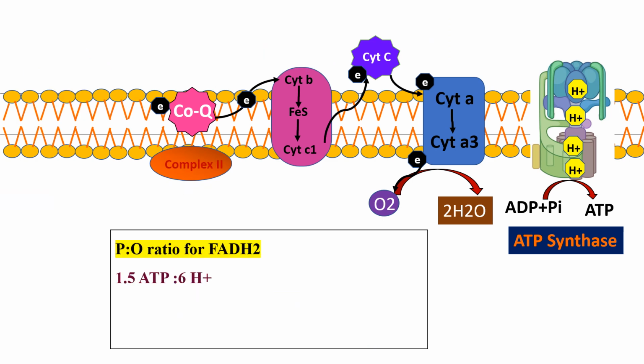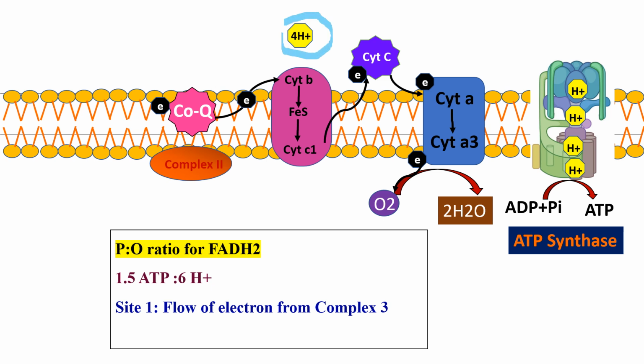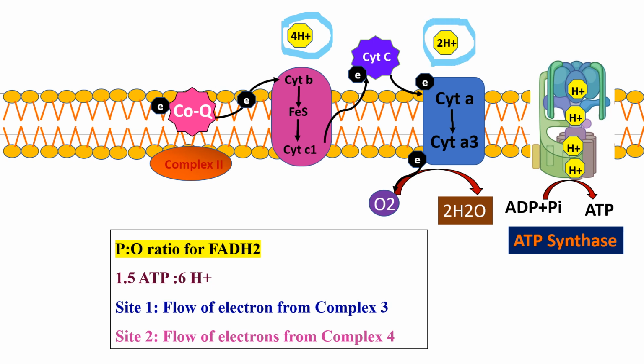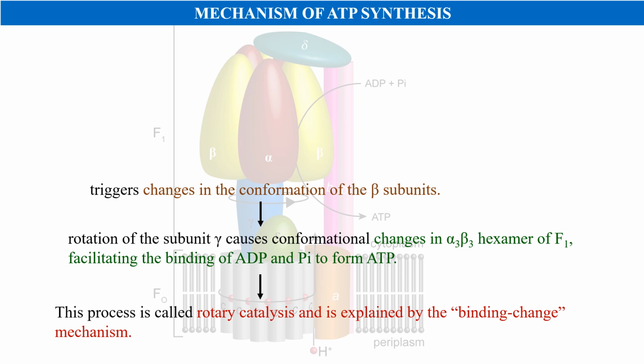Next, the P/O ratio for FADH2 is 1.5 ATP, from 6 protons. Site 1 is the flow of electrons from complex 3, because complex 2 does not transfer any protons into the intermembrane space. So 4 protons are pumped by complex 3 and 2 protons by complex 4. So there are a total of 6 protons in the intermembrane space, which generate 1.5 ATP, and the P/O ratio for FADH2 is 1.5 ATP.